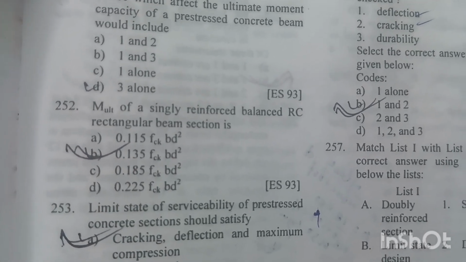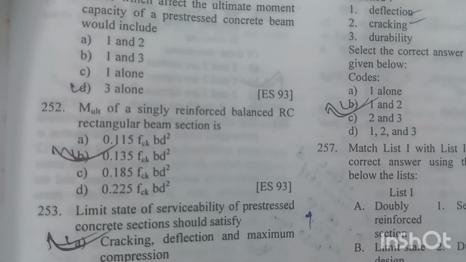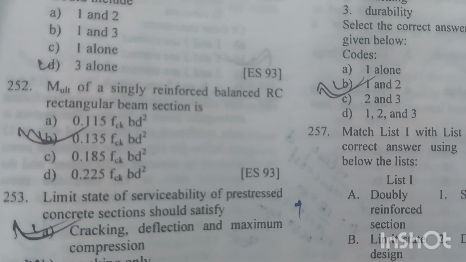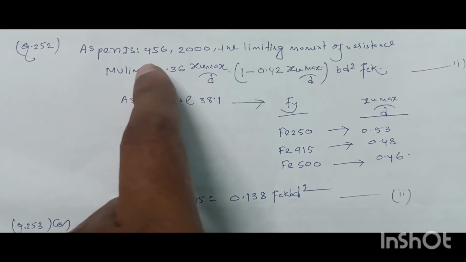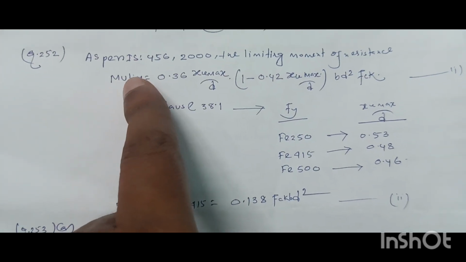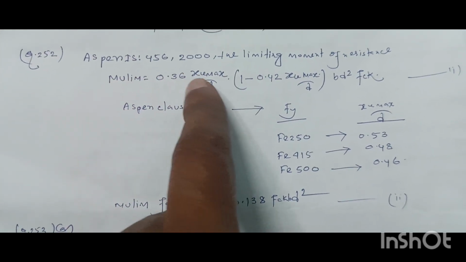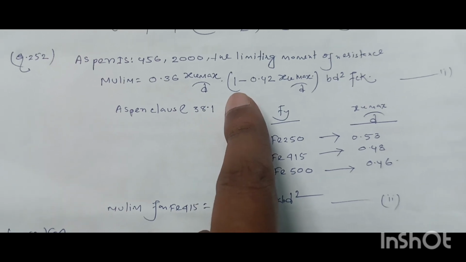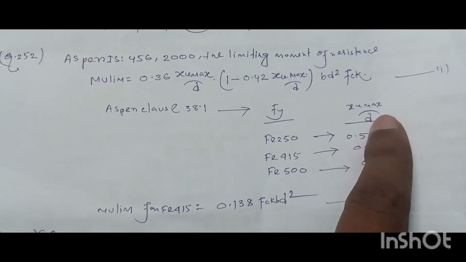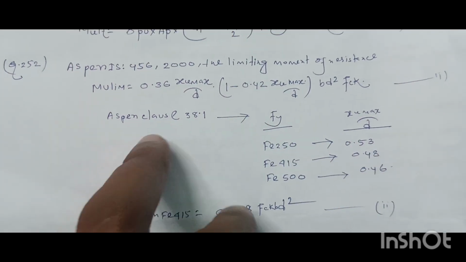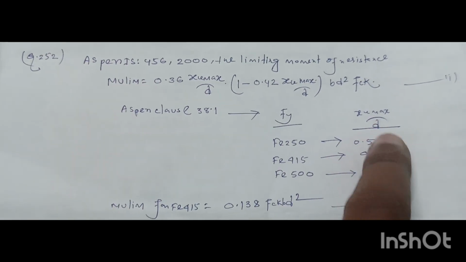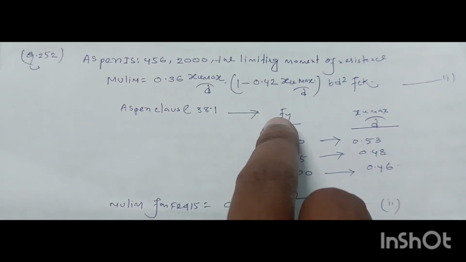Question number 252. Ultimate moment of a singly reinforced balanced RCC rectangular beam section is, as per IS 456:2000, the limiting moment of resistance MU limit is equal to 0.36 XU max by D into 1 minus 0.42 XU max by D into BD square FCK. This is the fundamental equation, and as per clause 38.1 we get the value of XU max by D in respect of Fy.